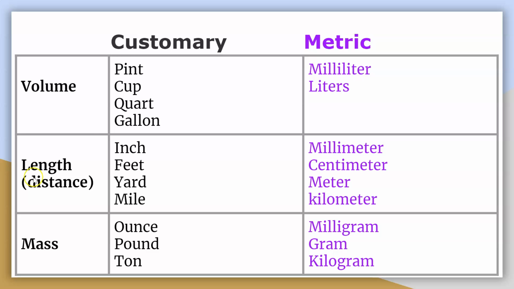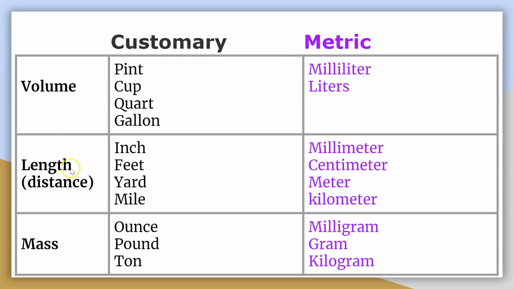Customary units are listed all here in black in this first column, and metric units are listed on the right in purple. So for volume, or how much space something takes up, customary units typically are pints, cups, quarts, and gallons. Typically speaking, this is for liquids whenever we describe volume. For the metric system, the units that are used to describe liquids are typically milliliters and liters.